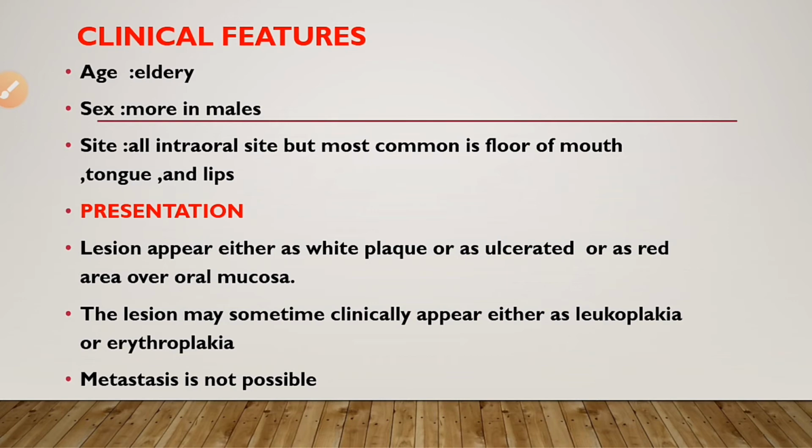And let's see the presentation. This lesion appears either as a white plaque, as ulcerated, or as a red area over the oral mucosa. The lesion may also sometimes clinically appear as a leukoplakia or erythroplakia.